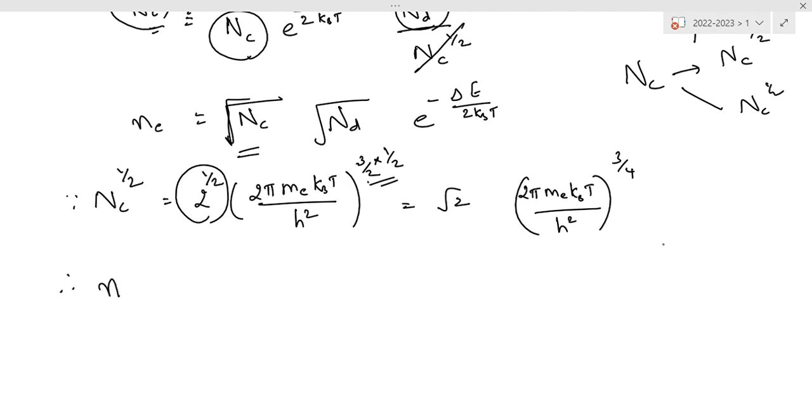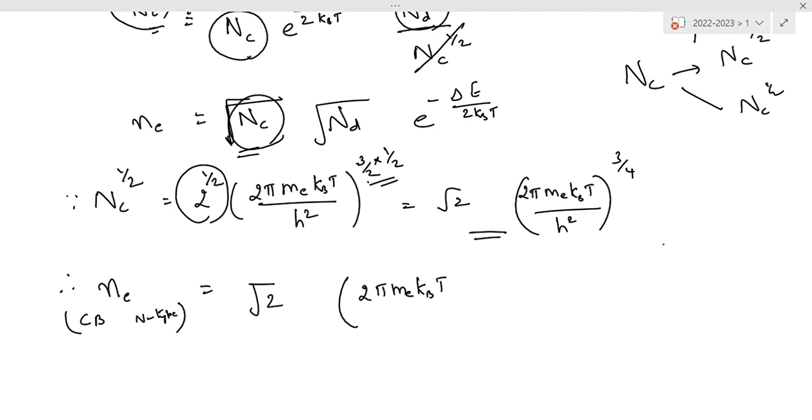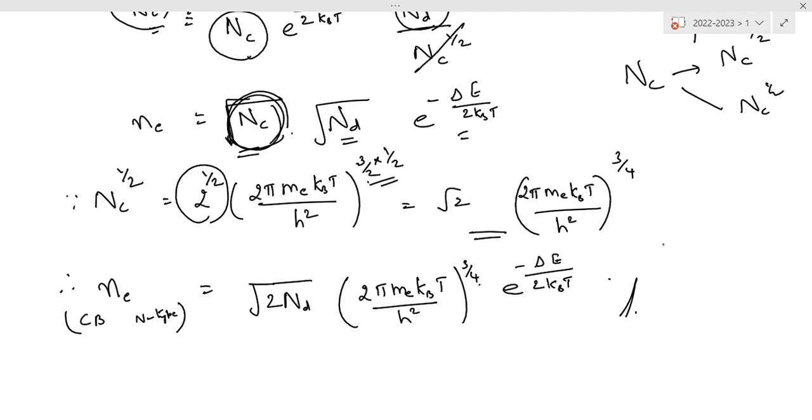Therefore, the number of electrons in the conduction band of N-type semiconductor can be expressed as, Nc is to be replaced here as root 2 (2 pi me kBT by h square) the whole power 3 by 4. This is for Nc. And then we have root of ND, so I am writing it along with the 2. Then e power minus del E divided by 2 kBT. So this is the equation to find the number of electrons in the conduction band of N-type semiconductor.